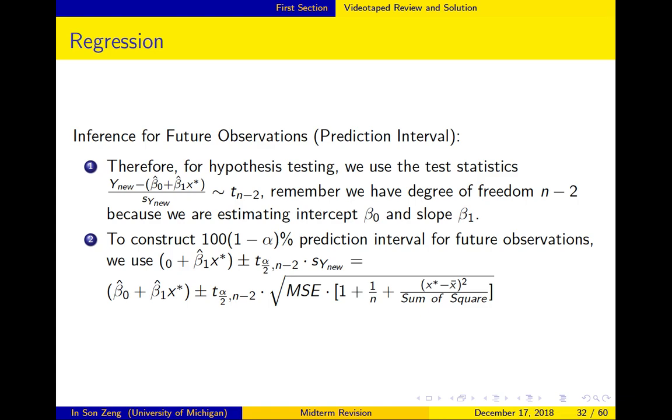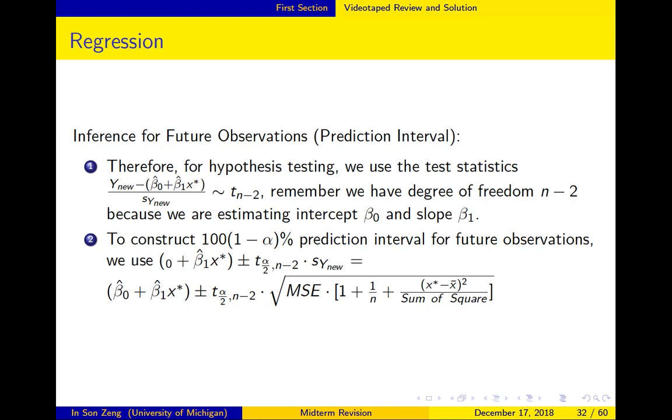Therefore, for hypothesis testing, we have our null hypothesis, which is beta 0 plus beta 1 x star equals a particular value mu 0, whereas the alternative hypothesis is beta 0 plus beta 1 x star not equal to that particular value. And our t statistic should be the y new, the newly observed number, minus the value we put into our null hypothesis, over s of y new, which follows the t distribution with n minus 2 degrees of freedom.